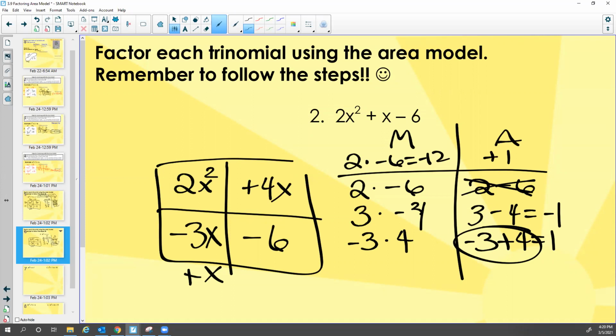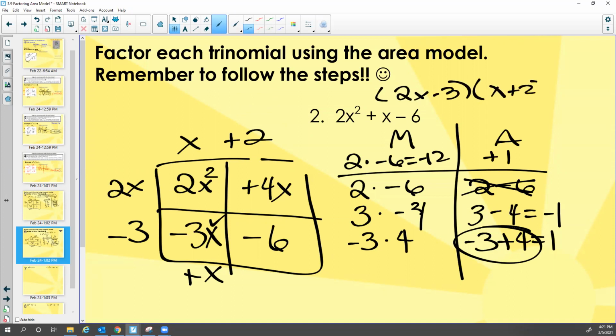So for 2x squared and negative 3x, common factor is x. So x times 2x is what gives me 2x squared. 2x times 2, not 2x, that would be just a 2. And a positive 2 at that is what gives me 4x. And 2 times negative 3 is what gives me negative 6. X times negative 3 is negative 3x. So the factors are 2x minus 3 and x plus 2.